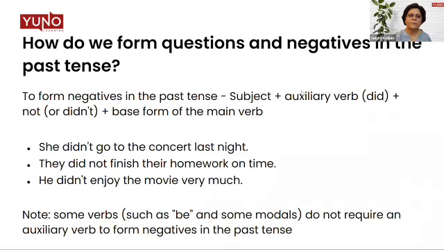Right? Let's look at the negatives. To form negatives, we put did and then the base form of the verb. Common mistake is, did he knew about it? Come on, correct this. Did he knew about it? Did he know about it? Very good. Did he know about it?